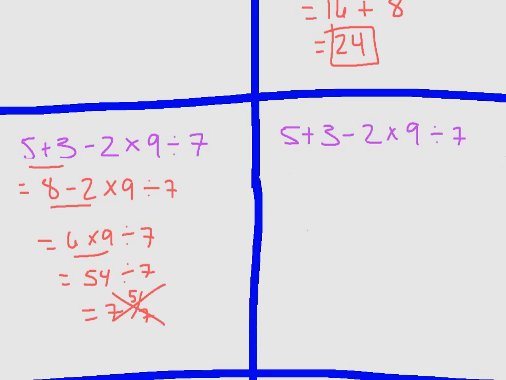So are there any parentheses? No. Are there any exponents? No. Are there any multiplication or division signs? Yes. Okay. So then we'll start with the leftmost one, which is what? Multiplication, 2 times 9. 2 times 9 is the most left one, right? Okay. So we'll start there. So 5 plus 3 minus, what's that going to be? 18. Okay?